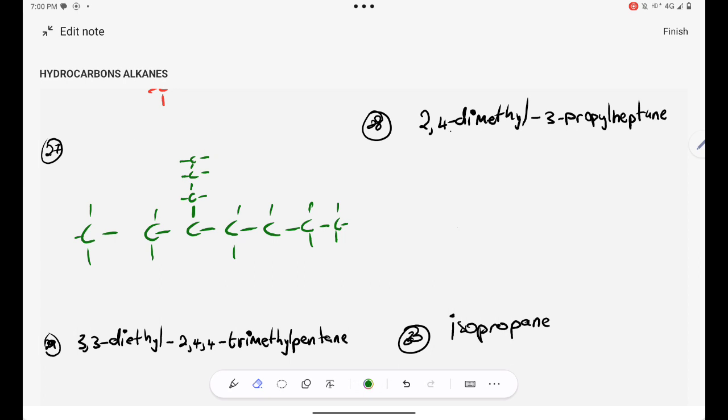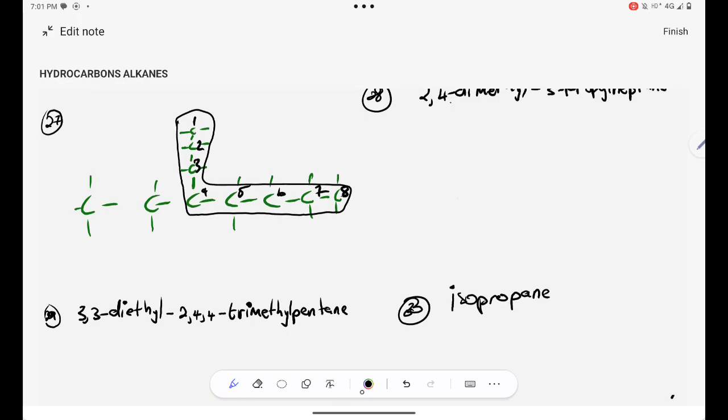We must start counting closer to the side chain, right? This would be our parent chain over there. Are you together? So that would be carbon number 1, 2, 3, 4, 5, 6, 7, and 8. So the actual IUPAC name of this compound is not the one that was written there.